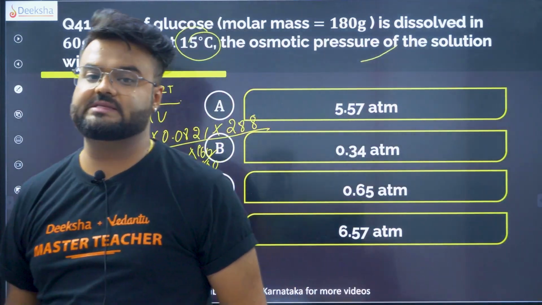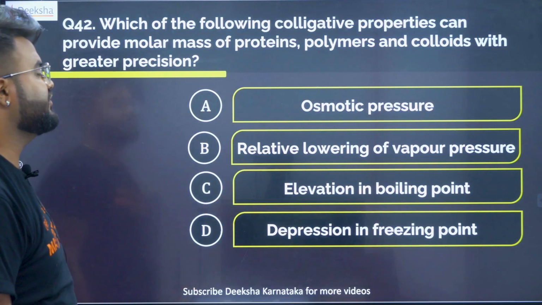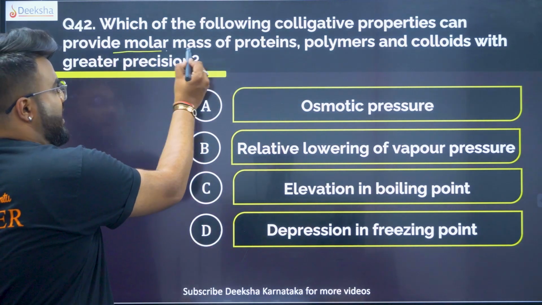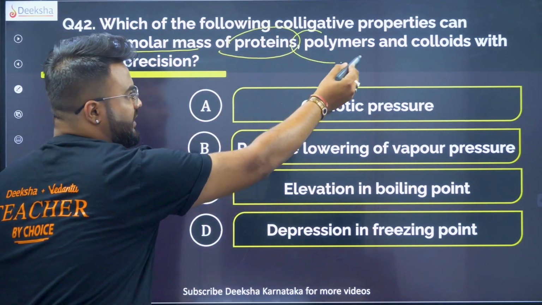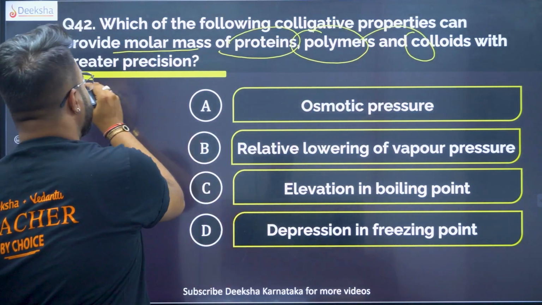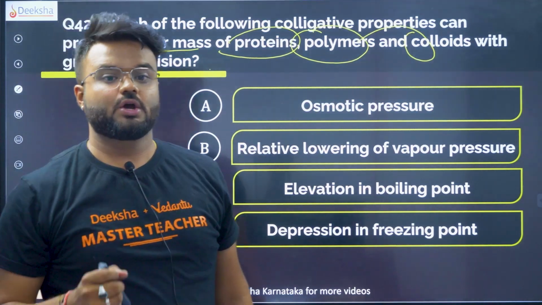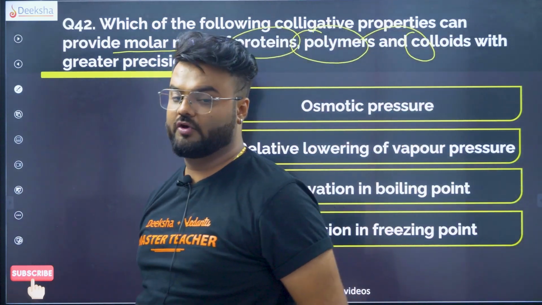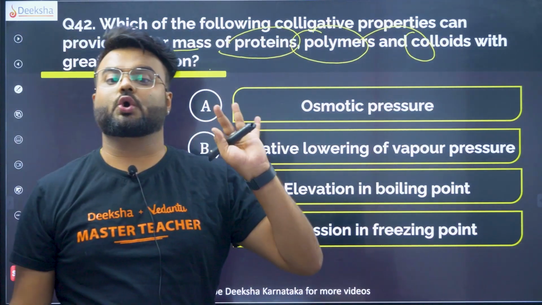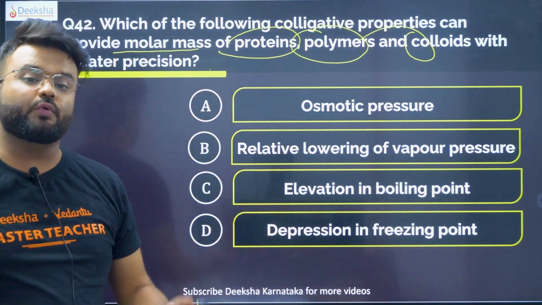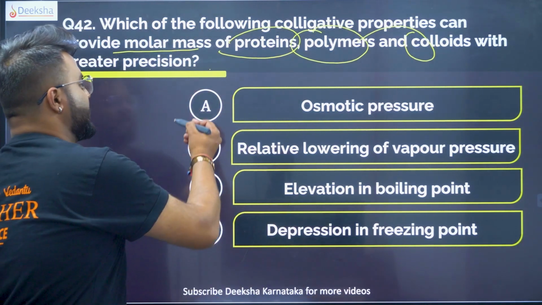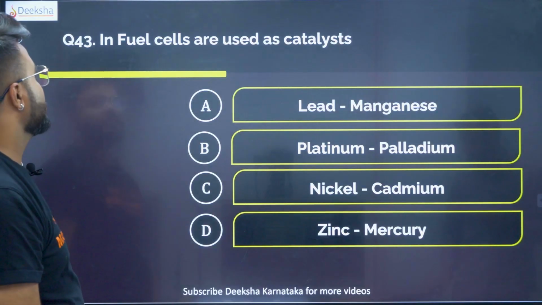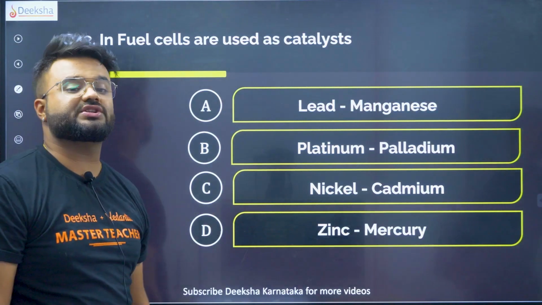That is 6.57 atm. Now coming back to which of the following colligative properties can provide molar mass of proteins, polymers, colloids with greater precision. They are asking which of the following colligative properties can provide the molar mass of protein, polymers, colloid with greater precision. Which colligative property? Everyone knows it can be given by the osmotic pressure. Clear? Now, in fuel cell used as a catalyst, this is a direct question.